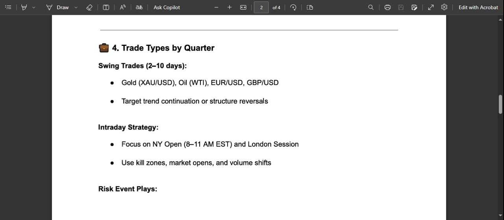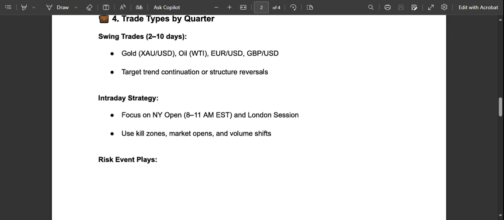That is between 11 a.m. and 8 a.m. EST. And it may depend on the time zone that you are in. So if you are in UTC 00, that's GMT London time, you need to be checking very early, in the mid hours of 5 to 6 a.m. to 7 a.m. You need to be abreast at that time so that we can structure or find out these sessions. And you need to use kill zones, market opens, and volume shifts.